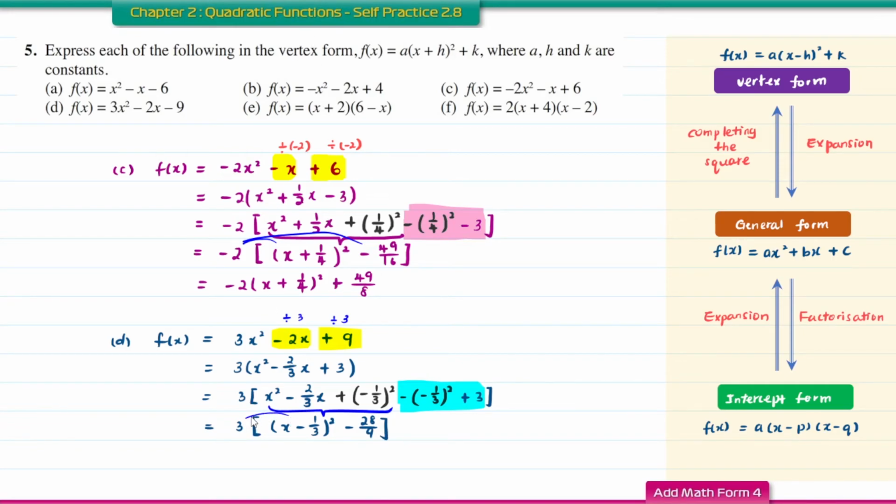Next, we're going to expand for this part. So you're going to get 3 bracket x minus 1 over 3 square minus 28 over 3. So this is the vertex form.